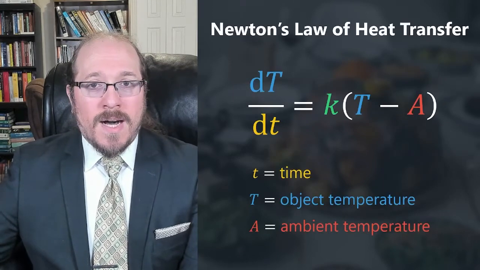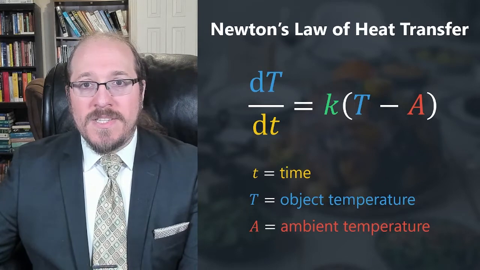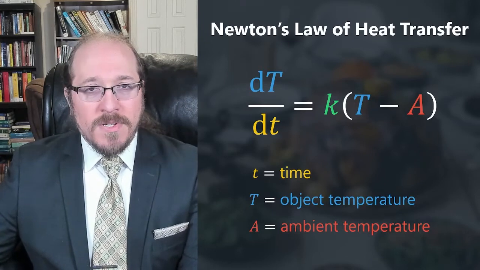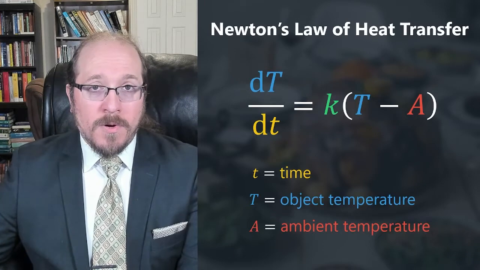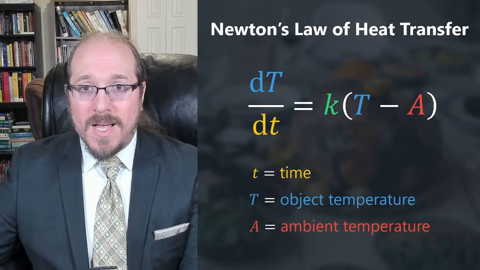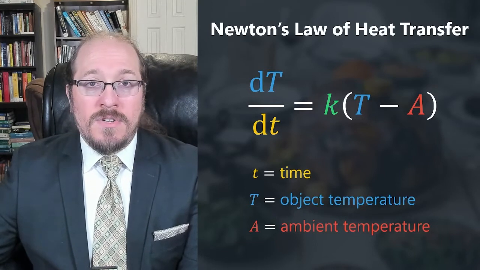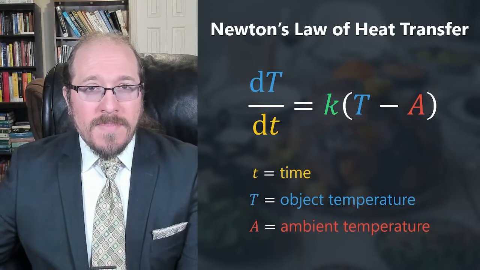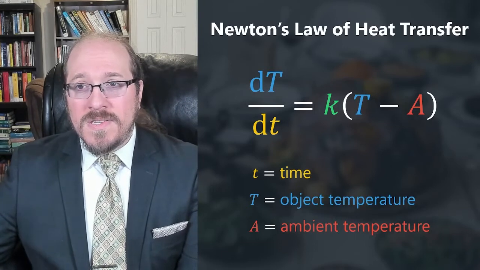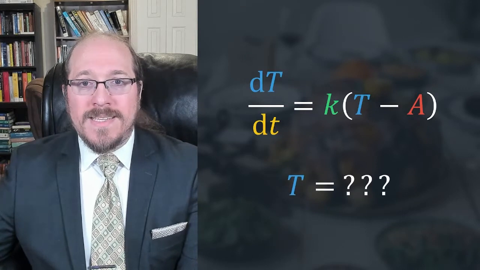It states that when an object at one temperature is placed into an environment with a different ambient temperature, the rate of temperature change of the object will be proportional to the difference between the two temperatures. By the way, most sources actually call this Newton's law of cooling, which can be kind of misleading because it also works for heating.